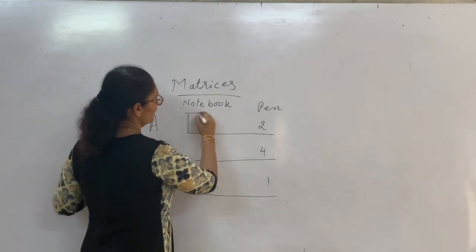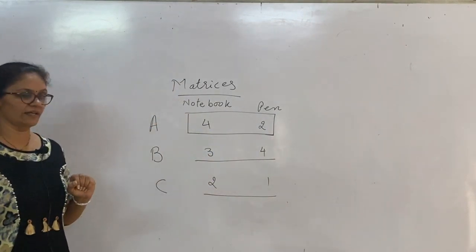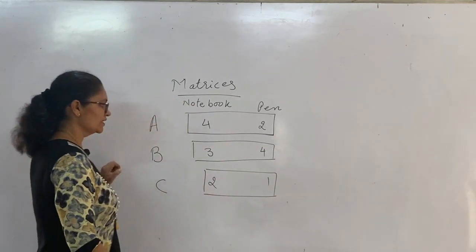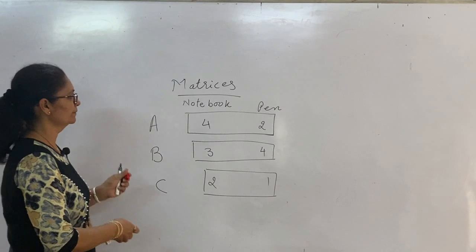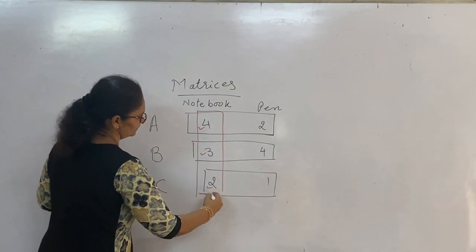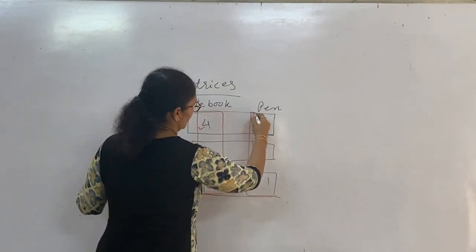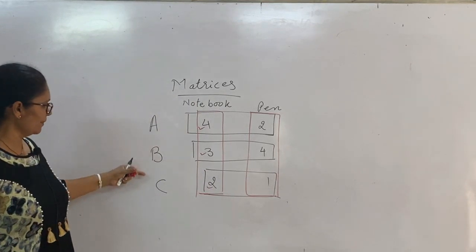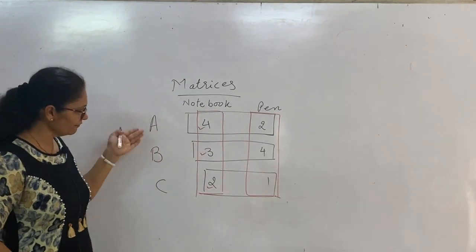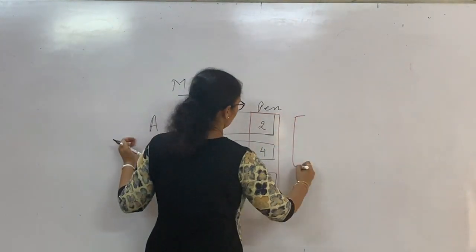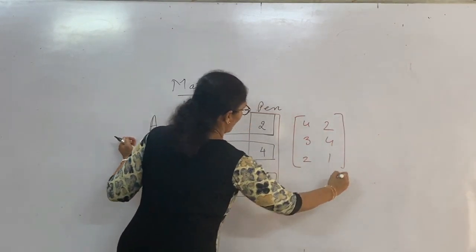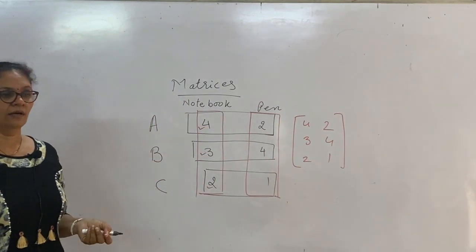So what I have written horizontally, I have considered as a row. First, this is the second, and this is your third. In a similar way, if I take 4, 3 and 2, this is your first column and this is your second column. I have taken one simple example, that A, B, C, the three have that number of notebooks and pens. Now if I combine this, I can write 4, 2, 3, 4 and 2, 1. So how I have written it, that is our matrix.